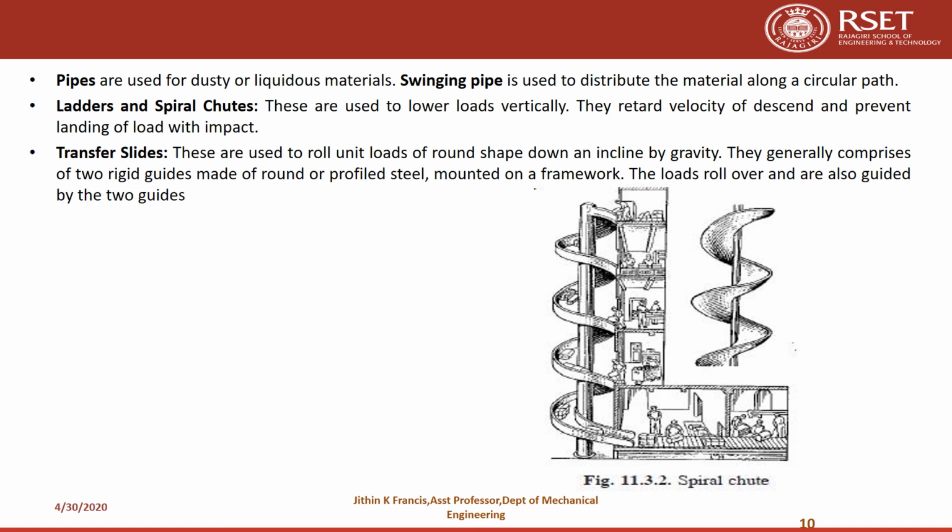They retard velocity of descent and prevent landing of loads with impact. Transfer slides are used to roll unit loads of round shape down an incline by gravity. They generally comprise two rigid guides made of round or profile steel mounted on a framework. The loads roll over and are also guided by the two guides.